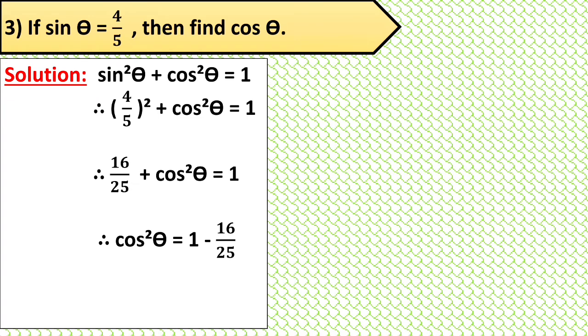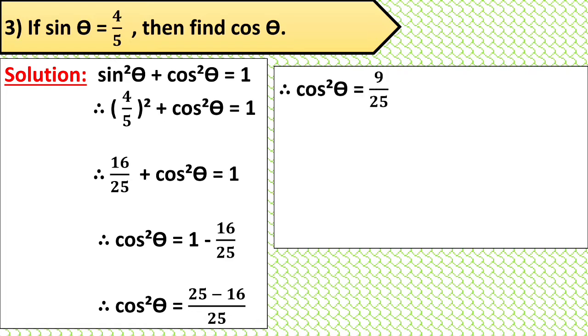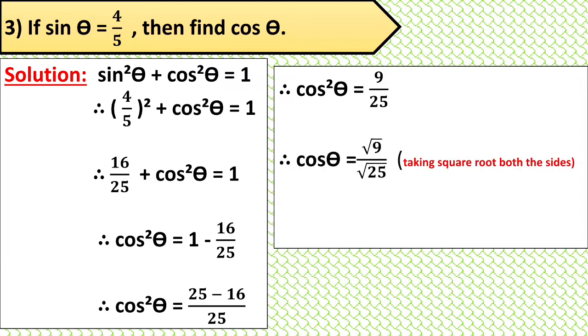So cos square theta equal to 1 minus 16 upon 25. Now again we have the mixed number. So 25 is a denominator. 25 into 1 is 25 minus 16. So here we get 25 minus 16 upon denominator will be same 25. When we subtract 16 from 25, we get how much? 9. And denominator is 25. By taking the square root both the side, we get under root 9 upon under root 25. Square root of 9 is 3 and square root of 25 is 5. So our answer is cos theta equal to 3 upon 5.